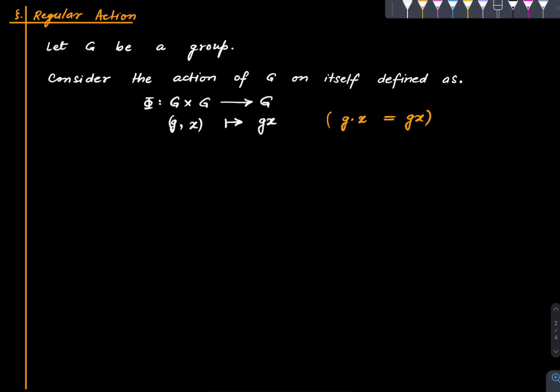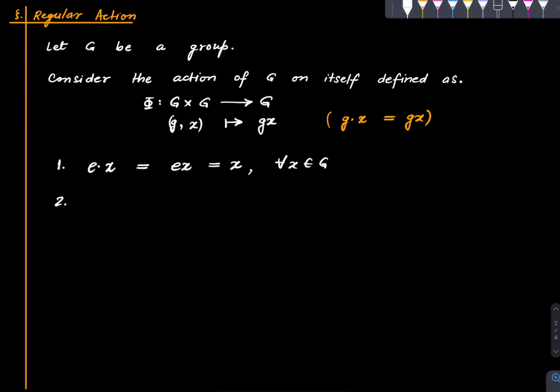And let's just see why this is an action. And that is very simple. So what is e dot x? It is by definition ex, the group product of e and x, which is, of course, x because e is the identity. And this is true for all group members.